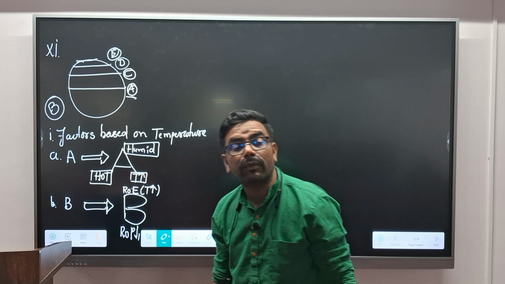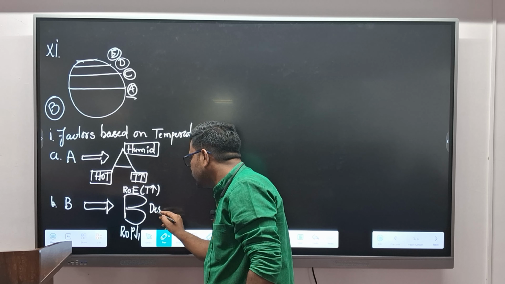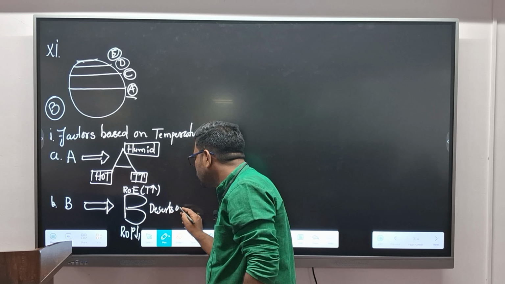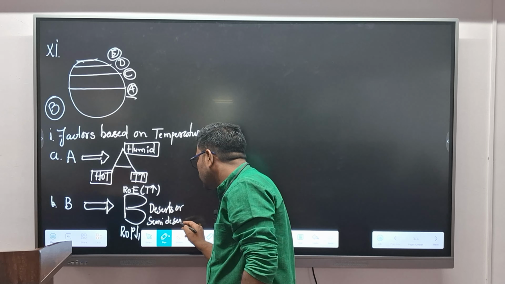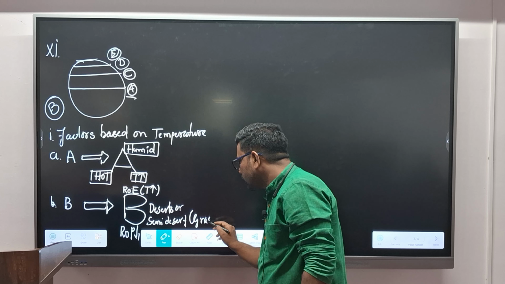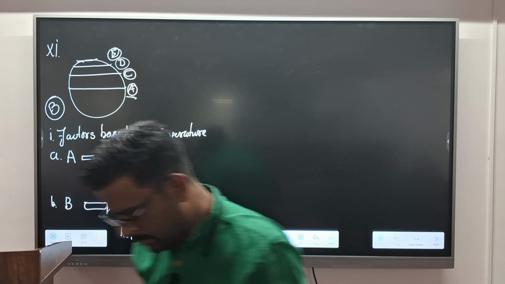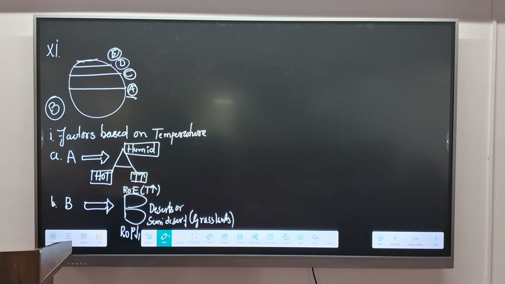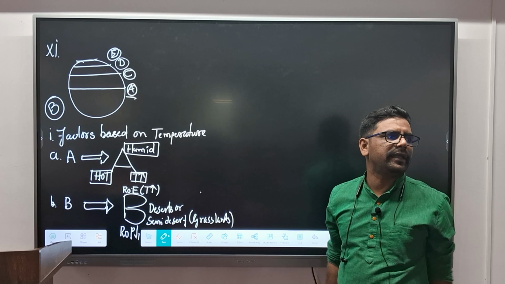That means I am talking about deserts or semi-desert. Semi-desert means you can write grasslands. Right? Grasslands, heat. Understood? B means, so what exactly does B infer?